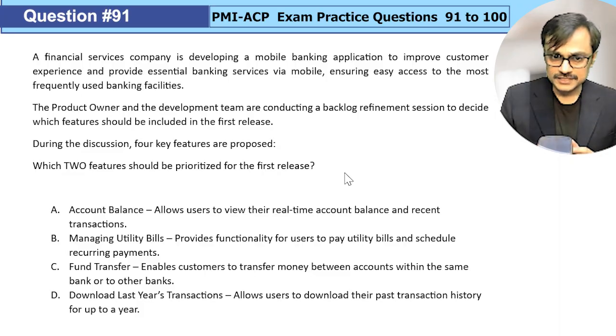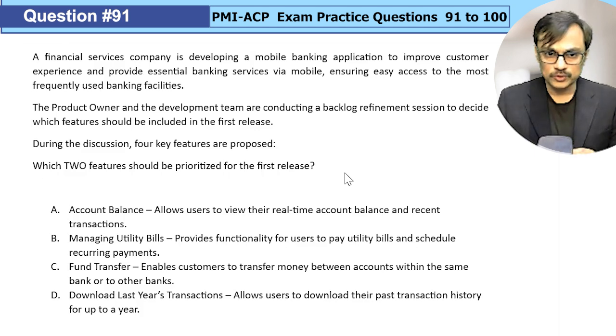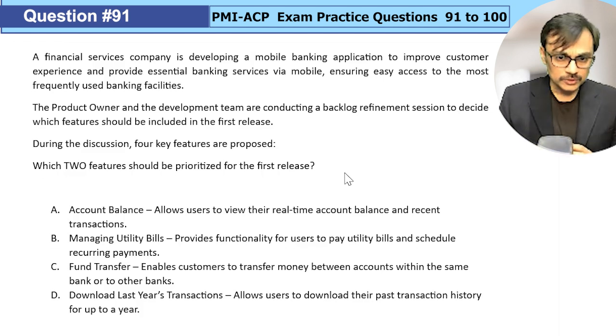A financial service company is developing a mobile banking application to improve customer experience and provide essential banking services via mobile, ensuring easy access to the most frequently used banking facilities. The product owner and the development team are conducting a backlog refinement session to decide which features should be included in the first release. During this discussion, 4 key features are proposed. Which 2 features should be prioritized for the first release?